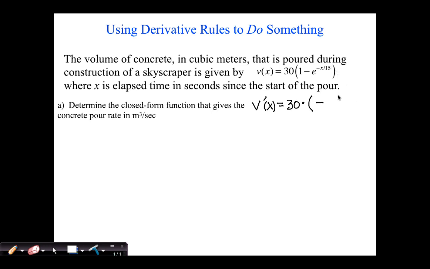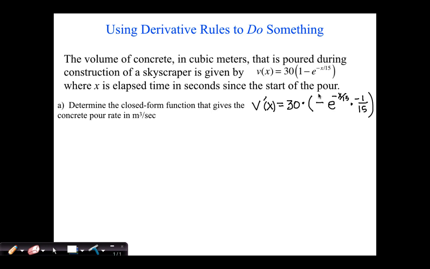What about the derivative of e to the negative x over 15 power? Exponential functions show up in their own derivatives. But we do need chain rule. What's the derivative of that inner function, in this case, the exponent? Negative 1/15th, right, thank you. So negative 1/15th.